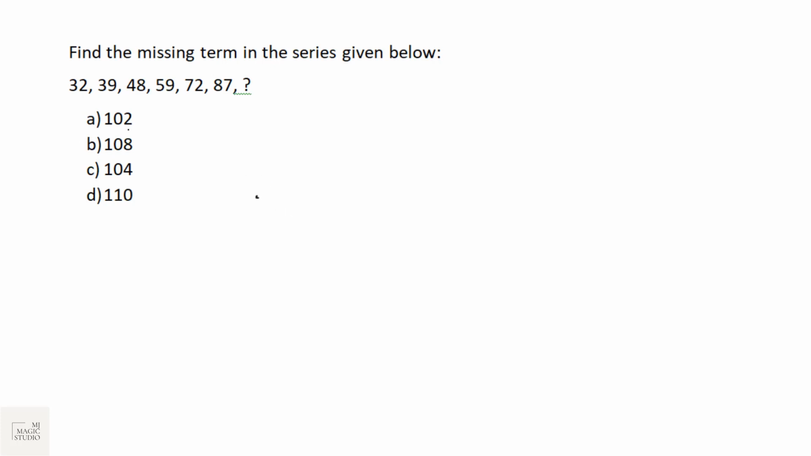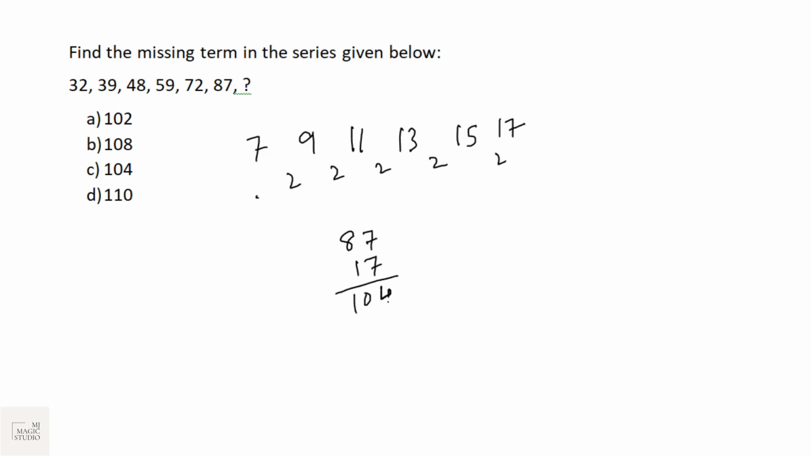Let's take one more. 32 to 39 is 7. 39 to 48 is 9. 48 to 59, the difference is 11. Bingo. 72, 13. 87, 15. That means the difference is increasing by 2. The next difference should be 17. So the next number should be 87 plus 17, that is 104. Option C.